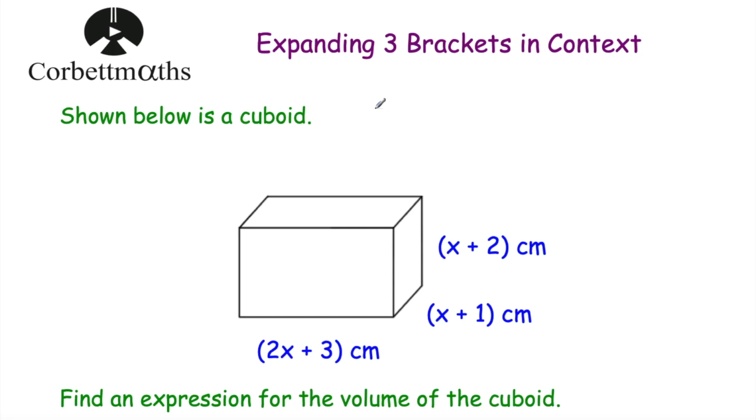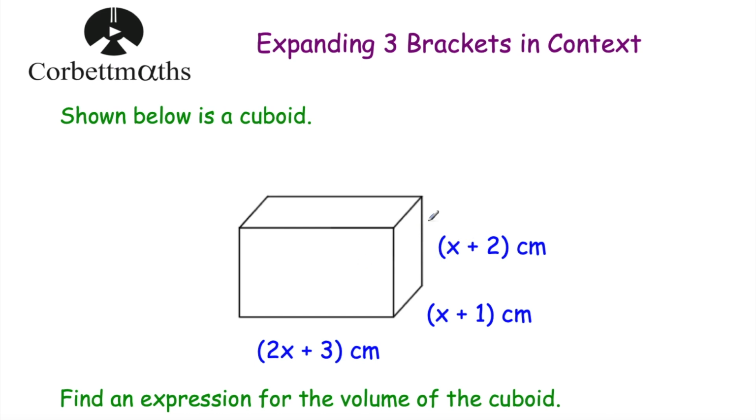In this video, we're going to be looking at expanding three brackets. And sometimes you may need to expand three brackets for a particular context or situation. So perhaps it might be a cuboid where you've got to find an expression for the volume of the cuboid. So here we've got the length of this cuboid being 2x plus 3 centimeters, the width of the cuboid being x plus 1 centimeters, and the height of the cuboid given as x plus 2 centimeters. And if we wanted to find an expression for the volume of the cuboid, we need to do the length times the width times the height. So we need to times these three brackets together, and then that'll give us our expression for the volume of the cuboid.